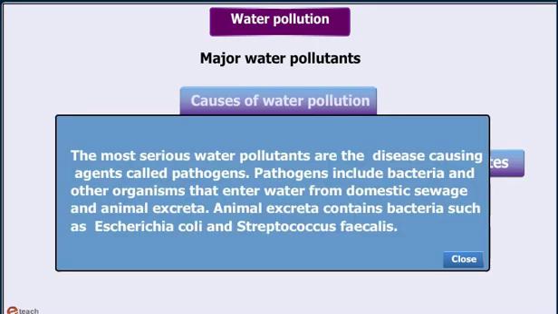Pathogens. The most serious water pollutants are the disease-causing agents called pathogens. Pathogens include bacteria and other organisms that enter water from domestic sewage and animal excreta. Animal excreta contains bacteria such as Escherichia coli and Streptococcus faecalis.